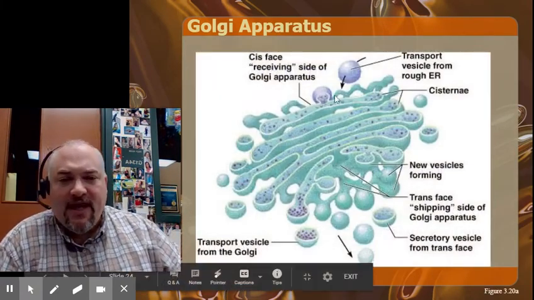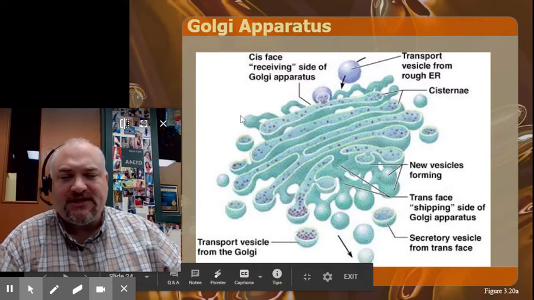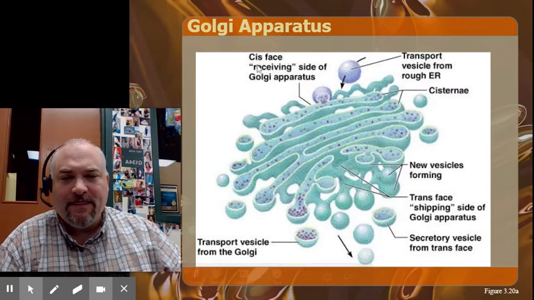Here we can take a look at that. Here is kind of a Golgi. This right here is the cis face, so the ER would be somewhere over here, up where the Golgi apparatus words are.